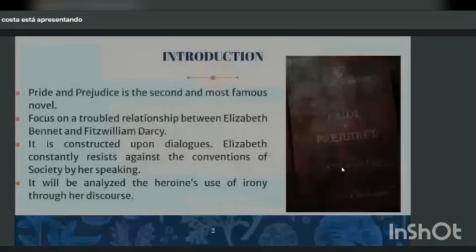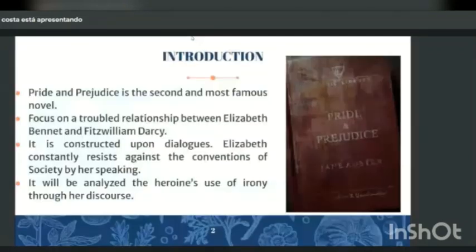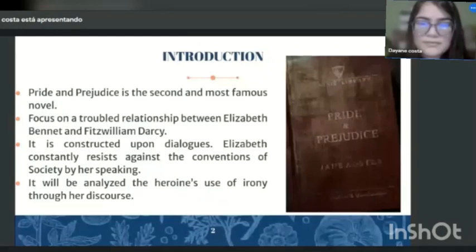So then you see the introduction. Pride and Prejudice is the second most famous novel written by Jane Austen. It focuses on the troubled relationship between Elizabeth Bennet and Fitzwilliam Darcy. It is constructed upon dialogues. You see Elizabeth constantly resisting the conventions of her society through her discourse. In this study, the heroine's use of irony through her speaking, her discourse, will be analyzed, which is Elizabeth Bennet.